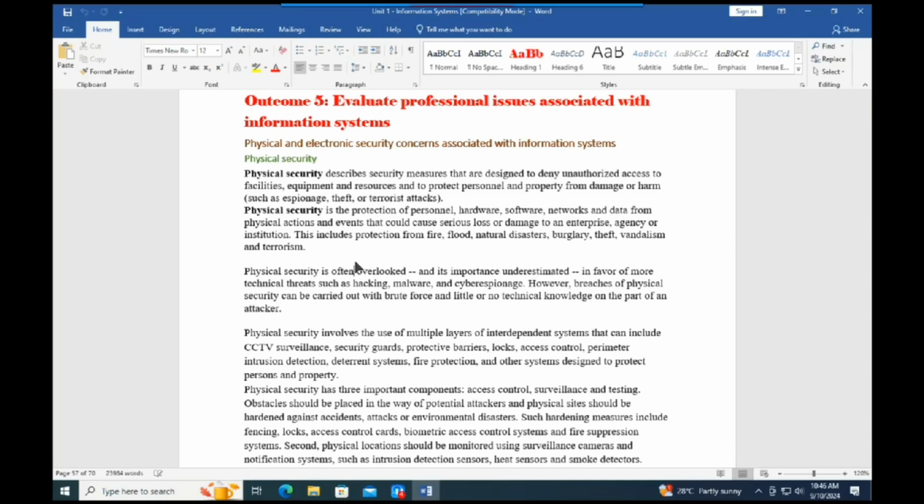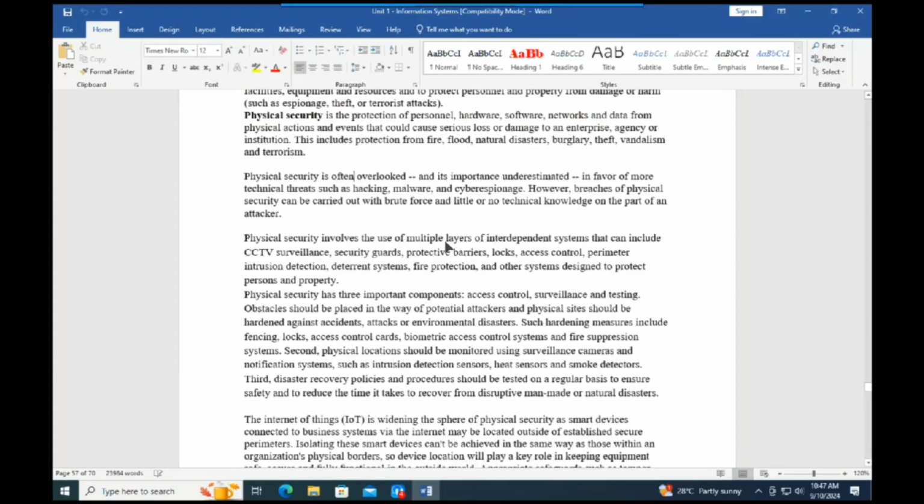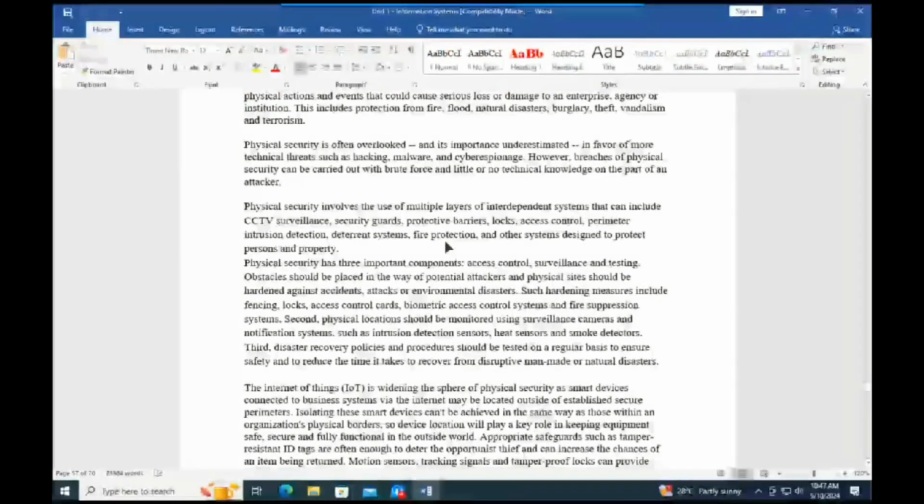That is physical security. It is basically the protection of personnel, hardware, software, network, and data from any physical actions that can cause loss or damage to the organization. It can include protection from fire, floods, natural disasters, theft, vandalism, terrorism, etc. Physical security is very important and it should not be underestimated. We need to make sure that we have this physical security in the organization.